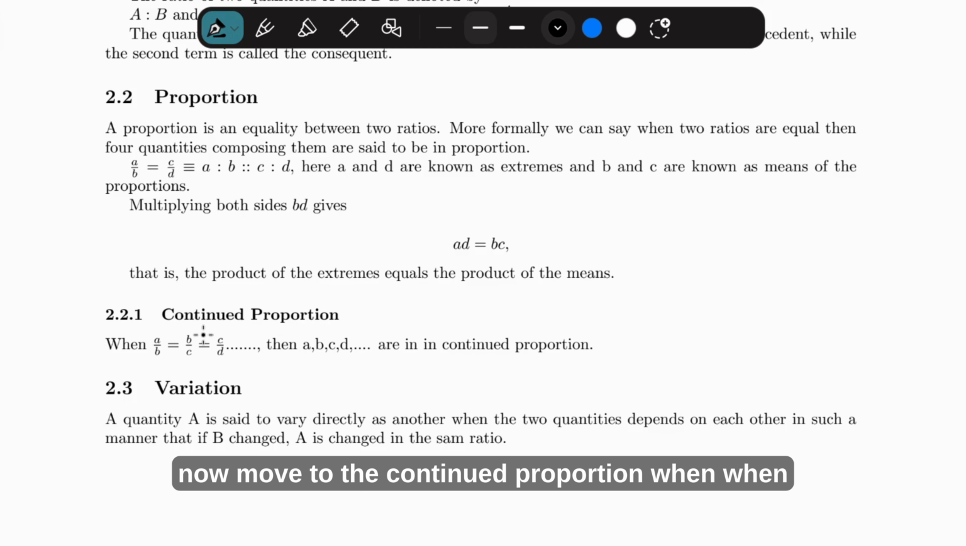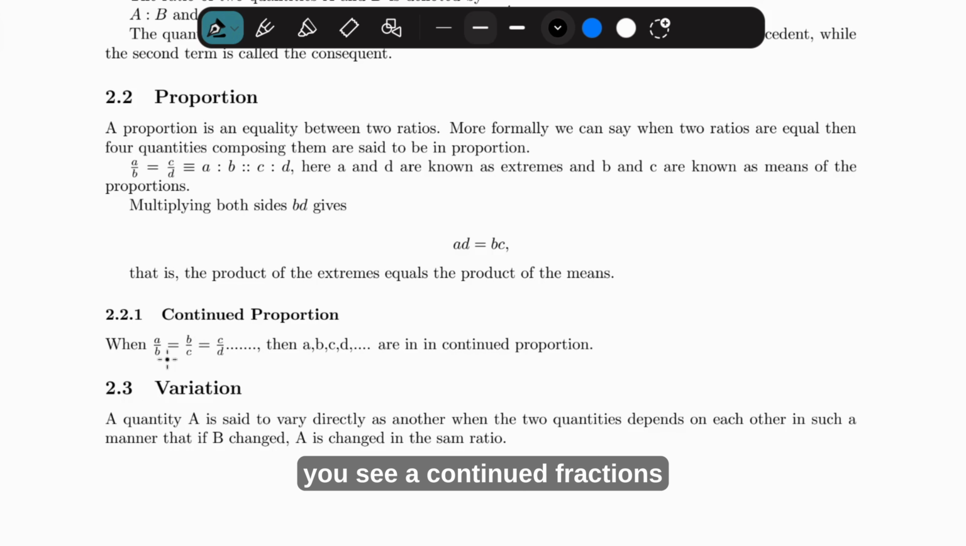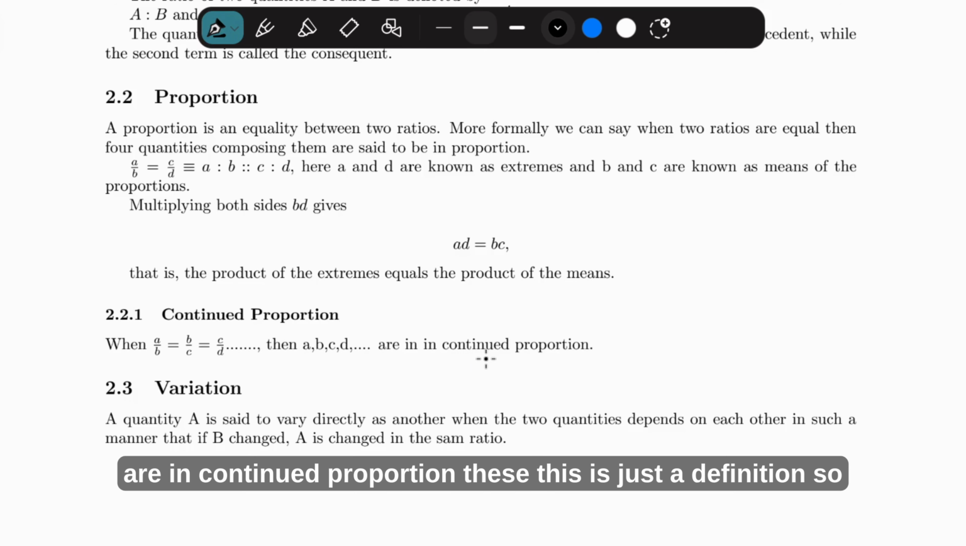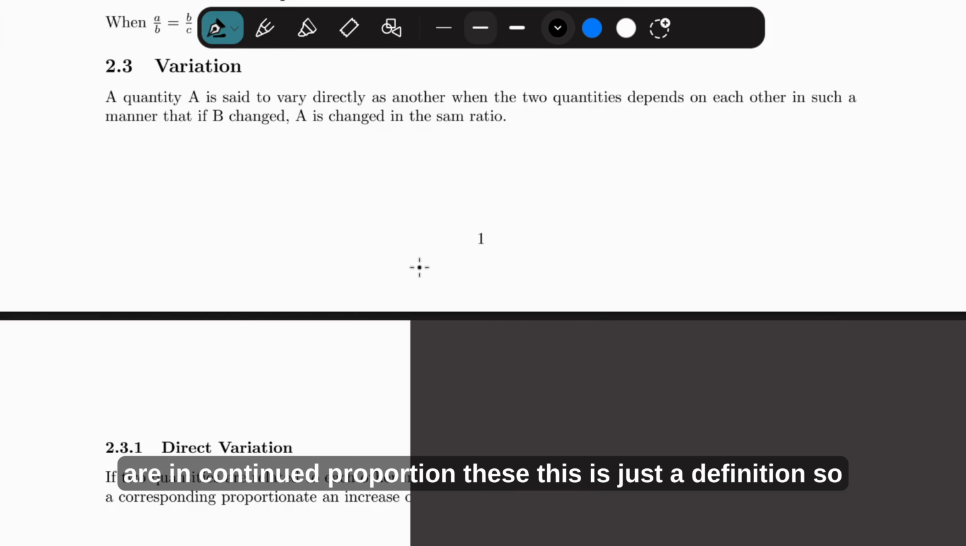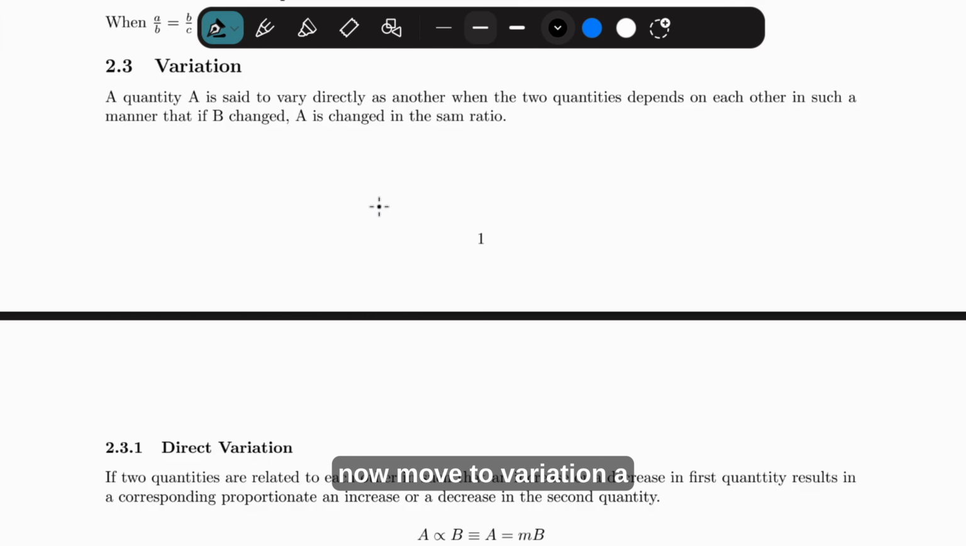Now move to continued proportion. When you see fractions like A by B is equal to B by C is equal to C by D, then A, B, C, D are in continued proportion. This is just a definition. So now move to variation.